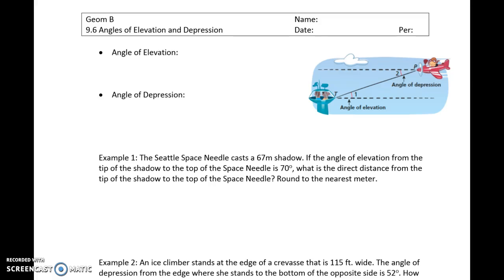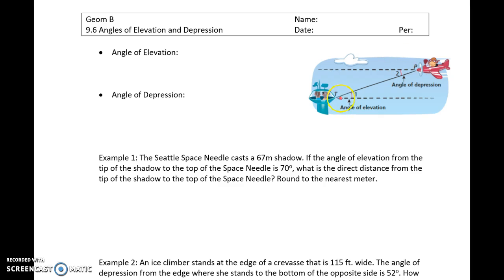So in this lesson we are going to talk about applications of SOHCAHTOA, and to do that we need to first define what's called an angle of elevation and an angle of depression. So if you look right over here in this diagram, you can see that the angle of elevation and an angle of depression are created by a horizontal line, and then this is what we call a line of sight. So the line of sight is basically what draws your attention and what your eye is looking at.